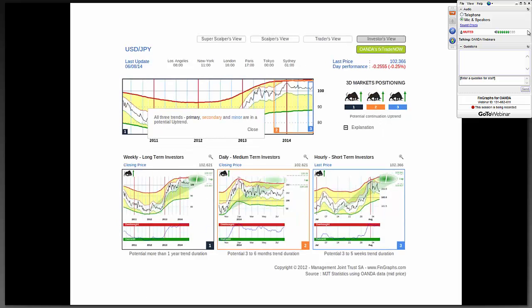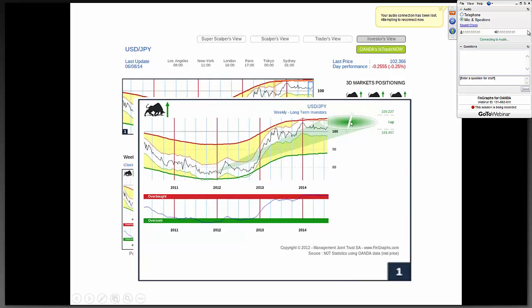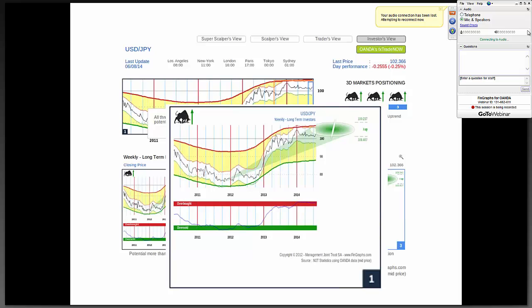Now dollar yen over an investor's view, so a long term. So also in a potential bull, and also in an impulsive target, and the impulsive target is close to being achieved. So bear in mind we counted in quarters here, so it might be a few more quarters. And the potential is up to 109. So we're at 102 at the moment. So on a longer term perspective, it's still on an uptrend, but there's only about 7 more figures to go. It may be a lot, but it's also a long-term perspective.